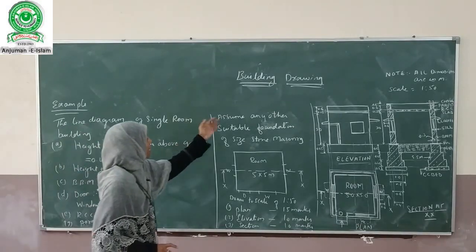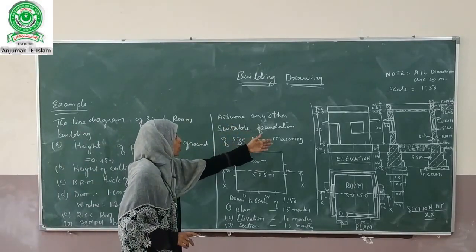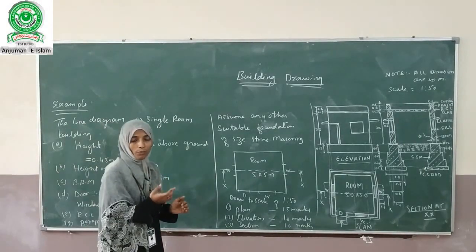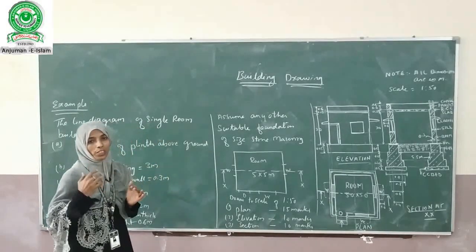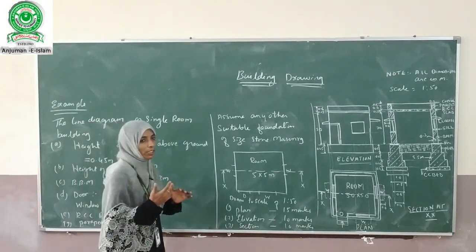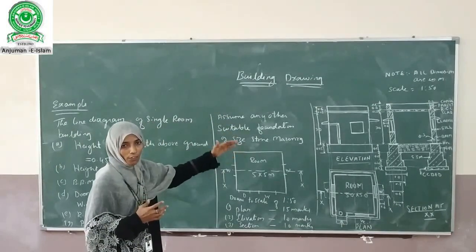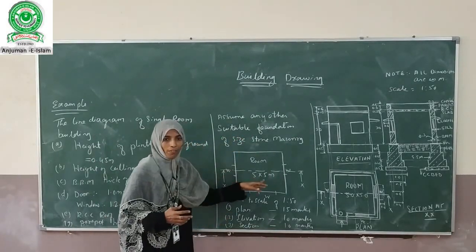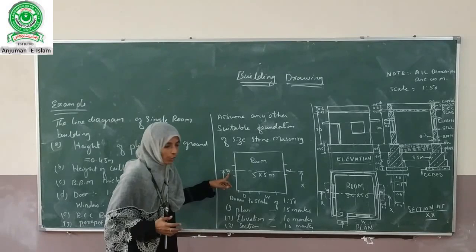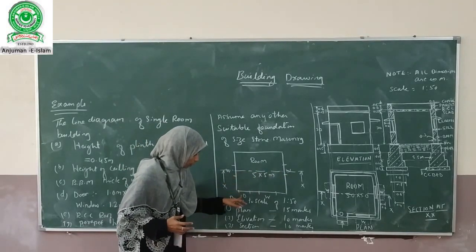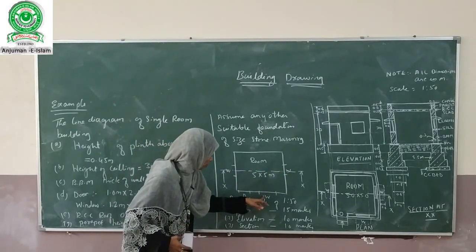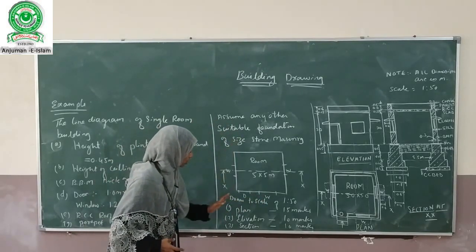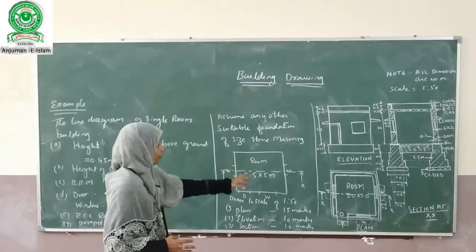And assume any other suitable foundation of stone masonry. Here the size of the foundation has not been given. We have to assume the standard size that we used in the previous unit. Those details will be used in the preparation of all these building drawings. Here the line diagram is given. This is a 5 meter by 5 meter room. The position of the windows on both sides, and the position of the door and the windows, is given. We have to draw this plan, elevation, and cross section using the scale 1:50.